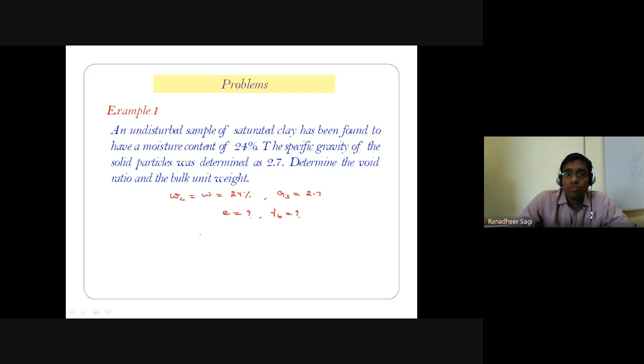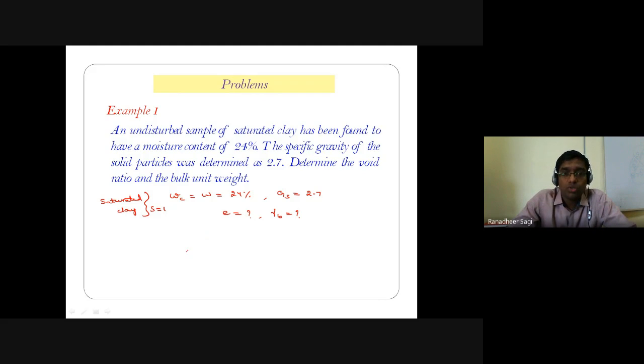So for finding out void ratio, what data do I know? What data is known to us is the water content of the soil. The soil is said to be saturated clay. Once we say the soil is saturated clay, then the degree of saturation of that particular soil is nothing but equal to 1. So the water content of that soil is known, the degree of saturation is known, and the specific gravity of the soil solids is known.